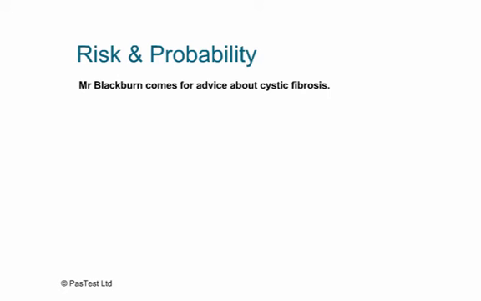But let's start by thinking about risk and probability. And for this, I'd like you to imagine a clinical scenario. Mr. Blackburn comes for advice about cystic fibrosis. So the first question I'd like you to consider is: is Mr. Blackburn a CF carrier? Well, the answer clearly is we don't know. I don't know, and you don't know, because we don't have enough information about him to know that. However, there is a question that we can answer sensibly, and that is, what is the chance he's a CF carrier? We don't know for certain, but we know that there is a chance. So what is that chance?